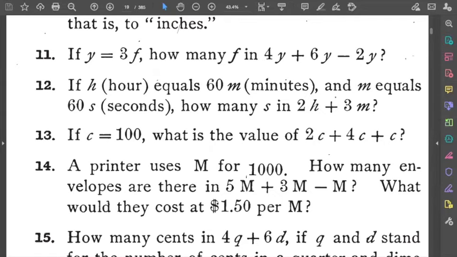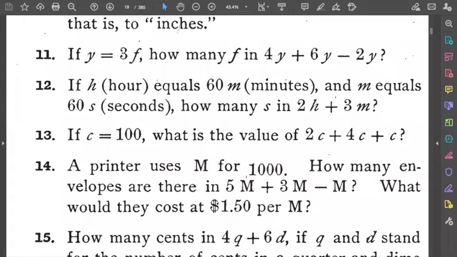All right, sir. For 11, there are 24 f's. Good. All that we do is substitute 3f wherever we find y. Now 12. If h, that is hour, equals 60 minutes, and m equals 60 seconds, how many seconds are in 2h plus 3f? Sir, there are 6,580 seconds. Good.